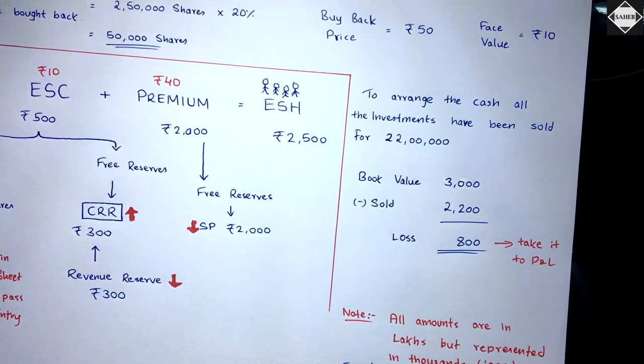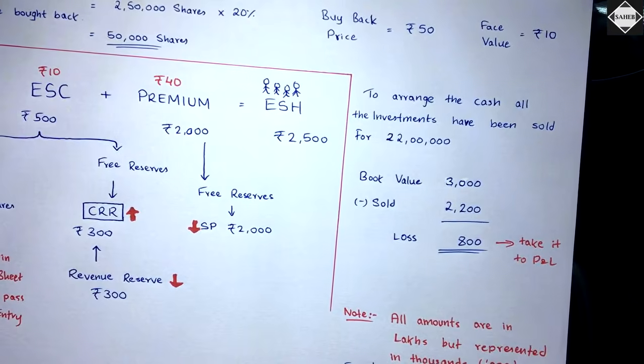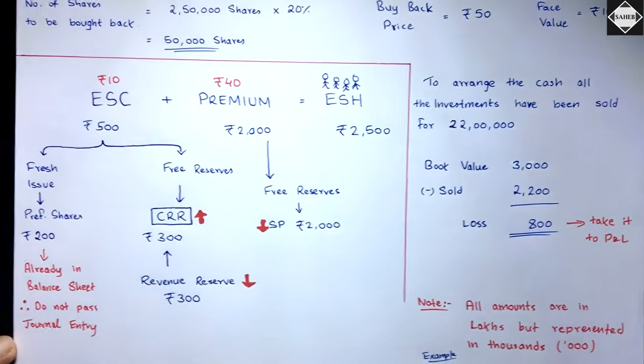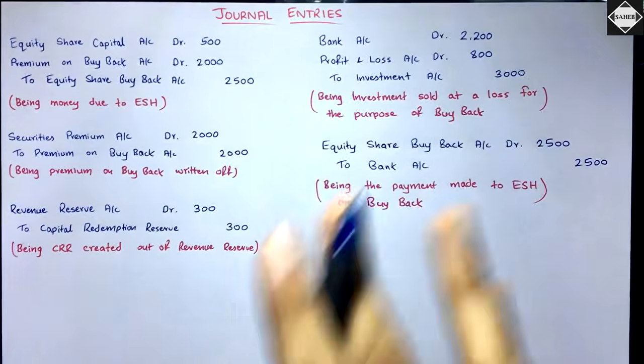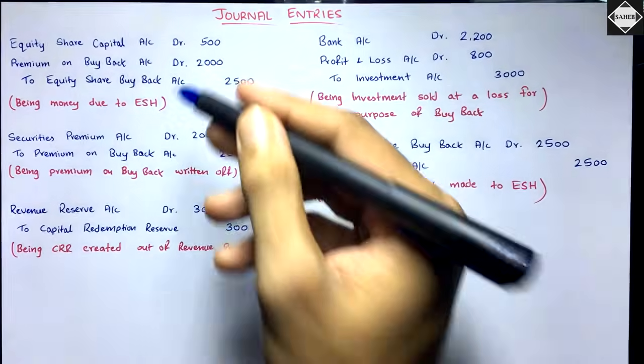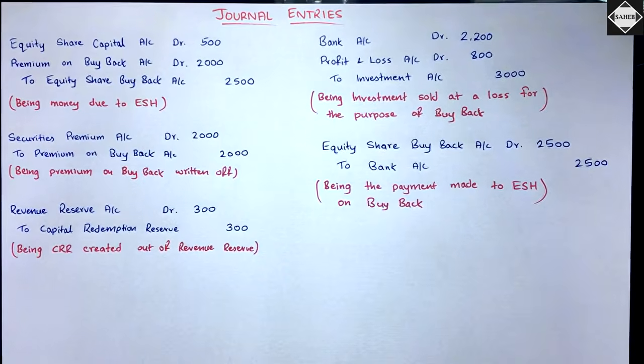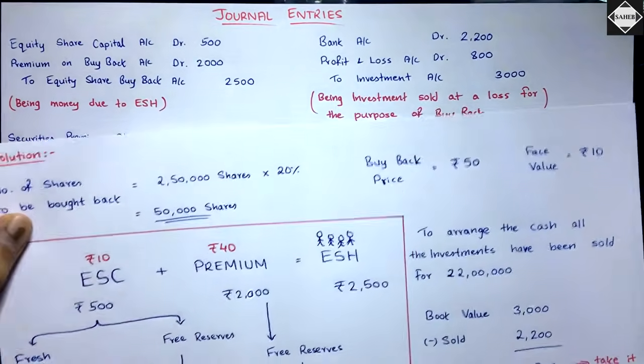Now let's pass the journal entries. It will be very simple because you already have the idea of what we're going to be doing here. Now here we have the journal entries. Let's understand one by one how to pass these. It's very simple. The first entry we have is the due entry.